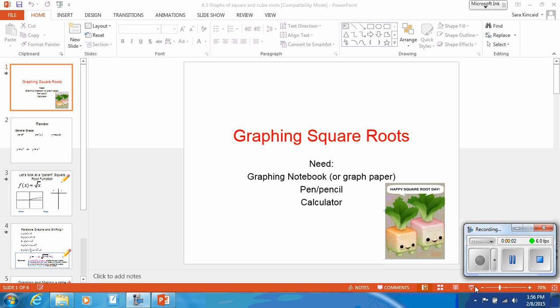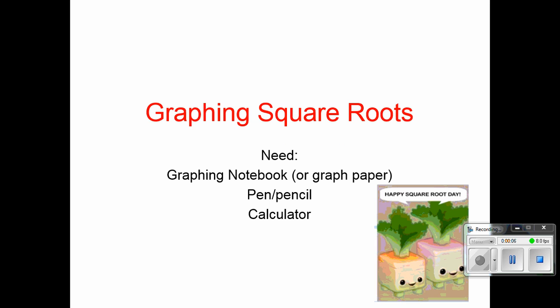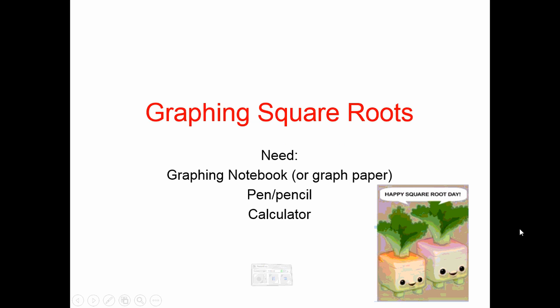Hey guys, today we're going to take a look at graphing square root functions. So we're going to be talking about a different type of function that we have not done this year, and you need something to write with, your graph paper notebook, so a place where you can make quick graphs, and a calculator.